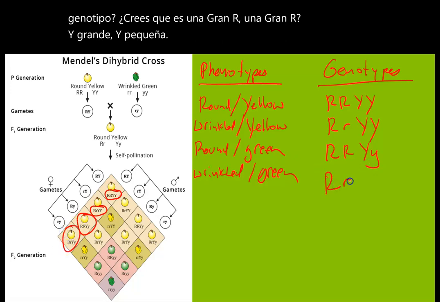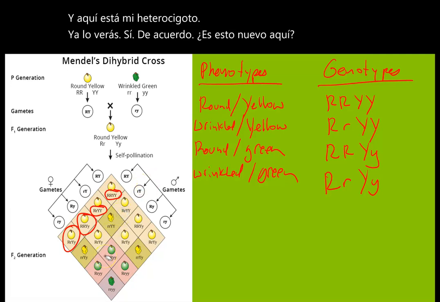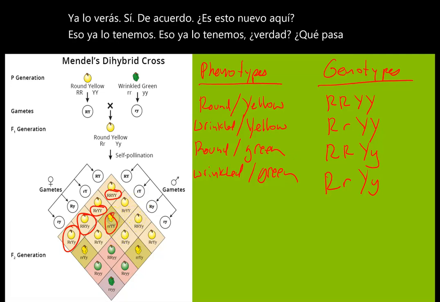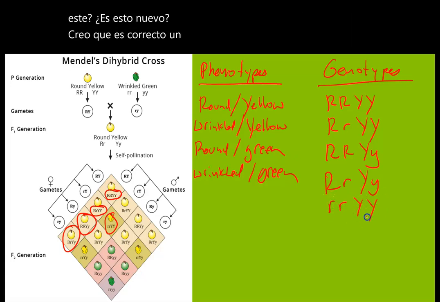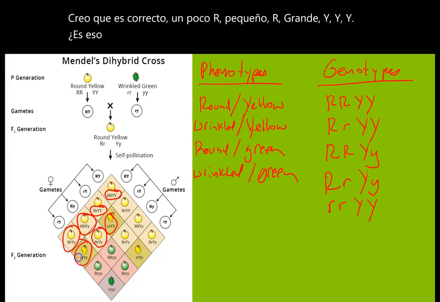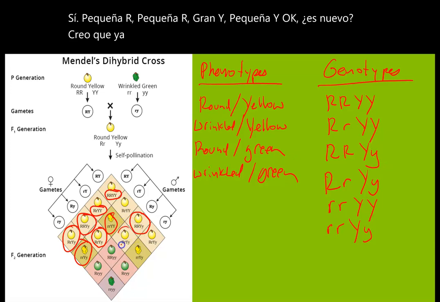And here's my heterozygous. Okay, is this a new one here? We have that already, right? What about this one? Is this new? I think it is, right? A little r, big Y, big Y. Is that a new one? No. Is that a new one? Yes. Little r, big Y, little y. Okay. Is that a new one? I think we have that already, right? That one we have.